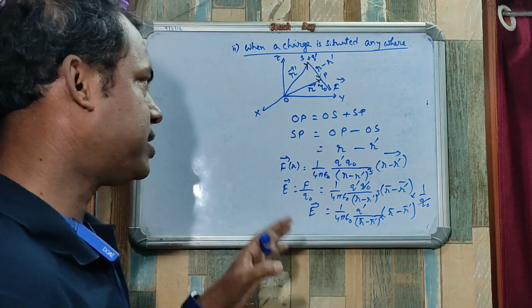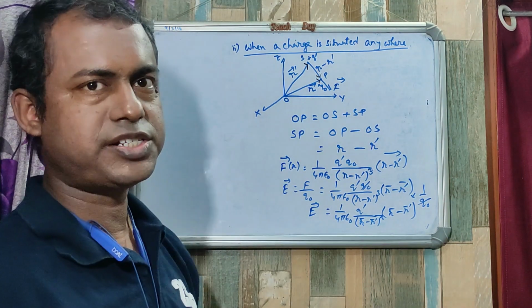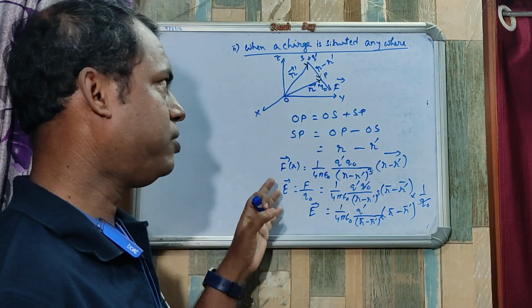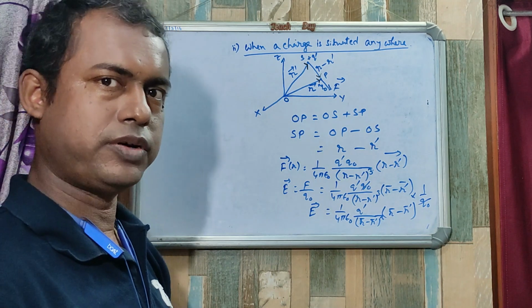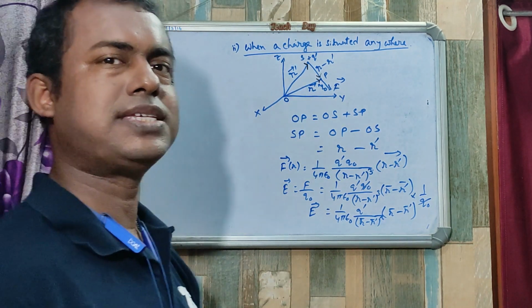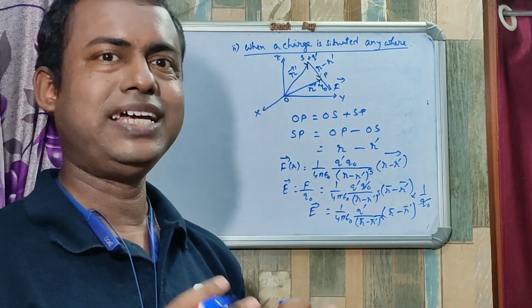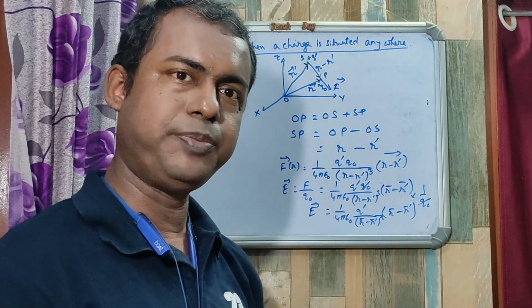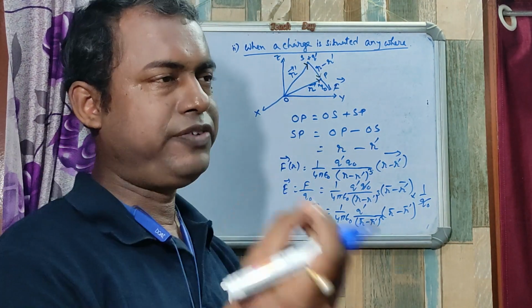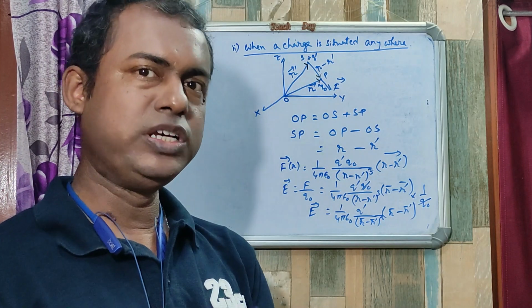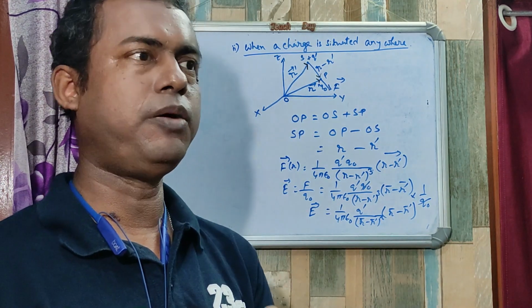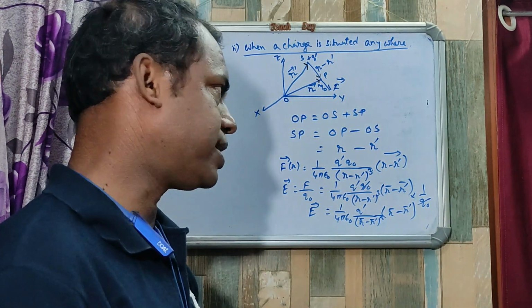So in today's video we discussed the electric field strength, electric intensity, its SI unit and dimension. In my next video I will discuss the electric dipole and the different cases related to it, such as when the field is uniform or non-uniform. We will also discuss that.